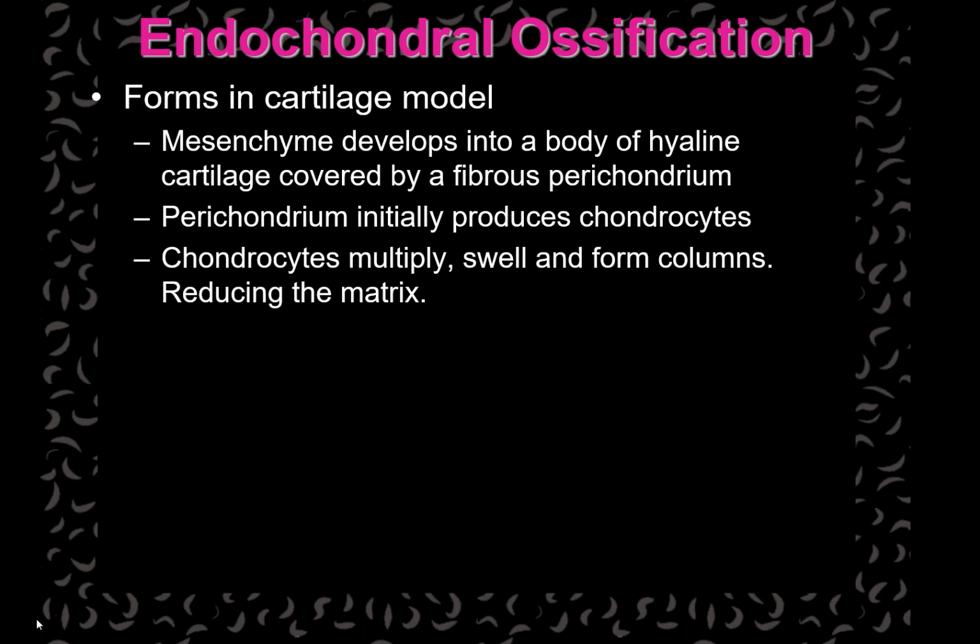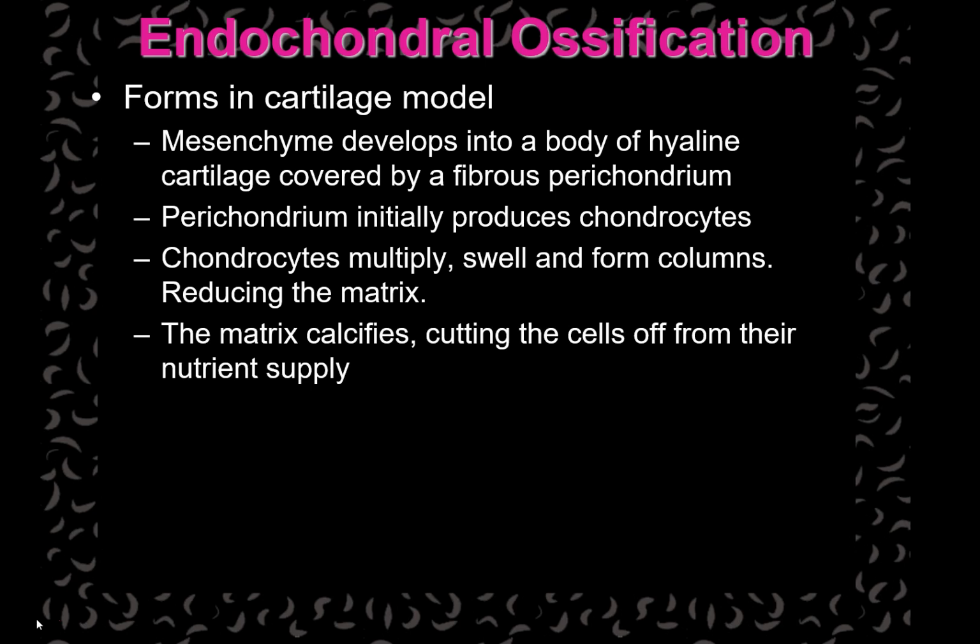So the chondrocytes undergo hyperplasia and hypertrophy, and line up in columns. They're reducing the matrix. The matrix around them calcifies. Now, here's an important concept. It becomes calcified cartilage. It doesn't calcify to bone. And because of this, these cells can't get their nutrients via diffusion. So what happens to cells that don't get their nutrients? They die. It cuts them off from their nutrient supply and the cells die.